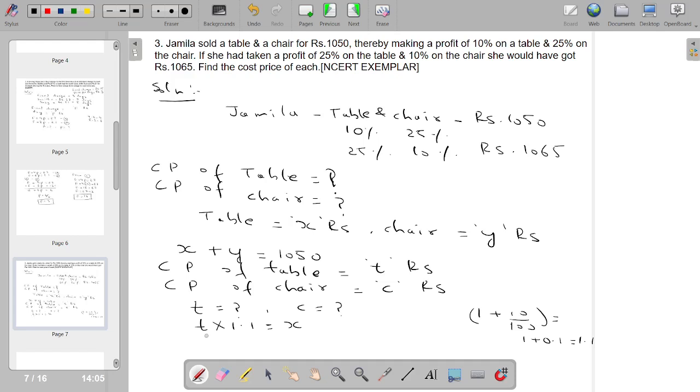In the same way for the chair, 25% profit has been made. So for C, if we apply 25% profit, we get the selling price Y. Now we know the equation X plus Y is equal to 1050. Now replace these with the values: X is equal to 1.1 into T and Y is 1.25 into C. Now I will move to the next page.